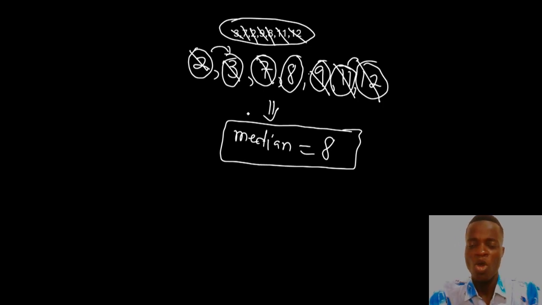Now the question is, what if you do that and you come to the middle, and in the middle there are 2 elements? If there are 2 elements in the middle, does it mean that there's no median?